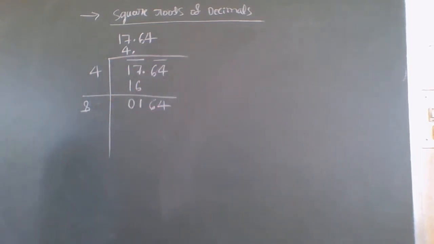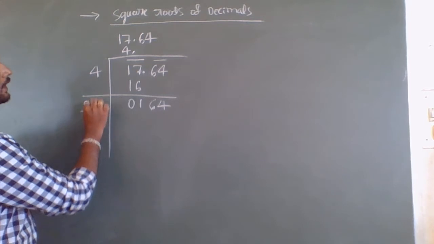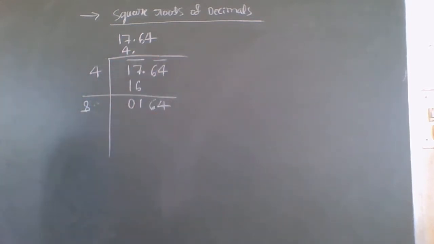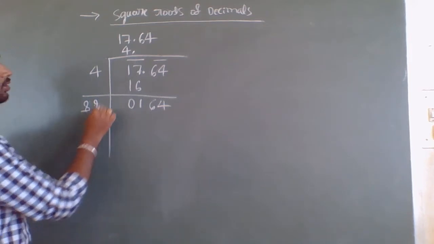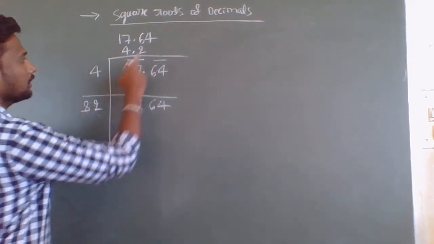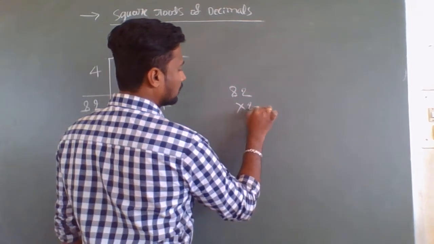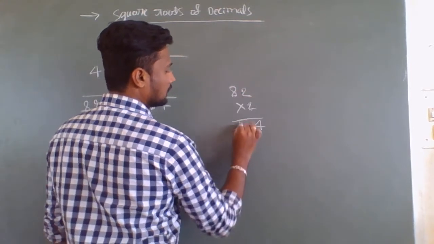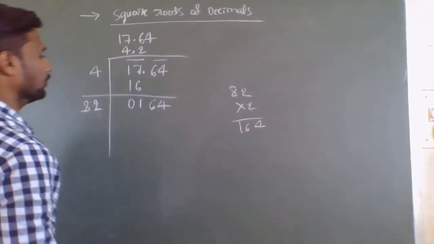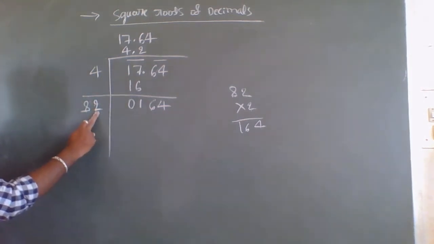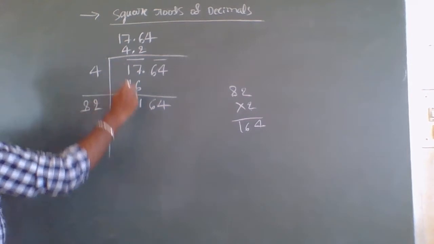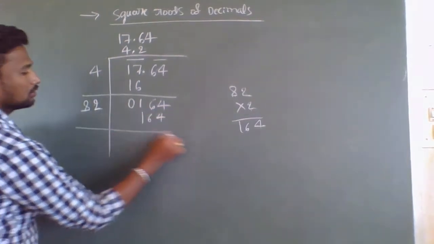164. So for 164, if I consider 81 into 1, that is 81, which is less than 164, or 83 also less than 164. So I will check with 82. If I write 2 here, I should consider 2 only. So 82 into 2 means what will we get? 2 fours are 8, 2 eights are 16, so we get 164. So here we have 164 only. So I will consider 2 only. 82 into 2 means 164.